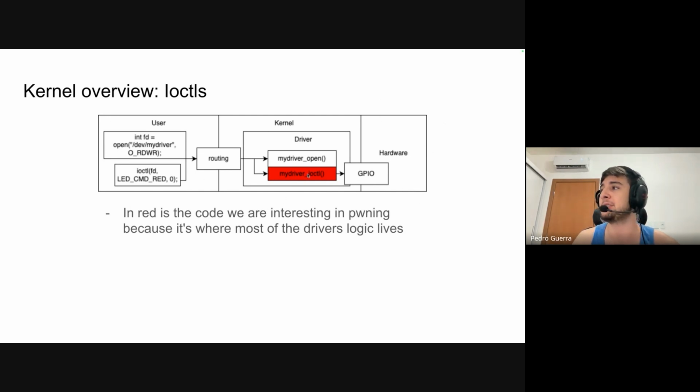So in red is the code that we're interested in understanding and compromising, because it's where most of the entry points to the driver logic start. So the data flow from the user input to any sinks, so anything that actually processes the user data, the entry points will usually start here.